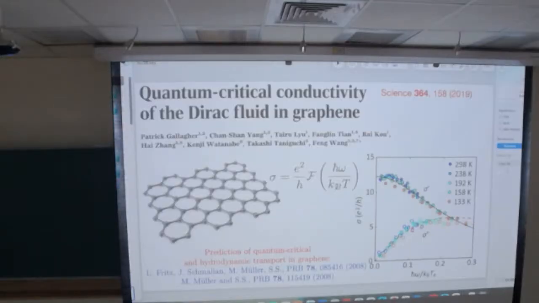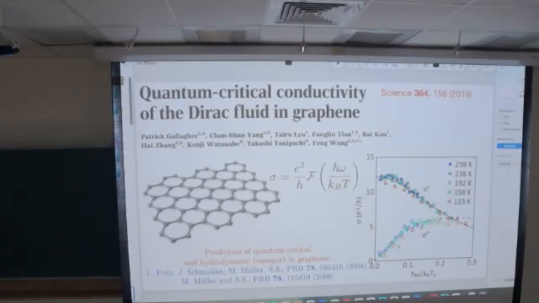Yes, okay, so there's this beautiful work by Feng Wang's group on microwave conductivity, where they see exactly what we predicted. Even the scales are reasonable, where the conductivity depends only on this ratio of frequency over temperature. Another exciting development and a consequence of this quantum critical behavior is that this fluid in graphene doesn't flow like ordinary current in a metal.